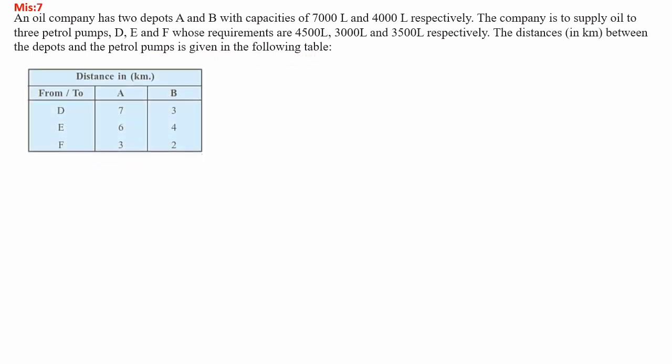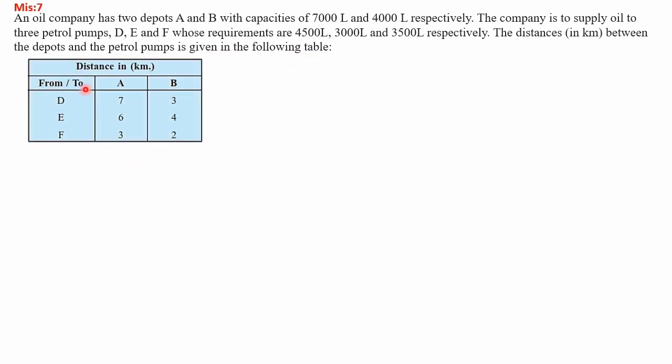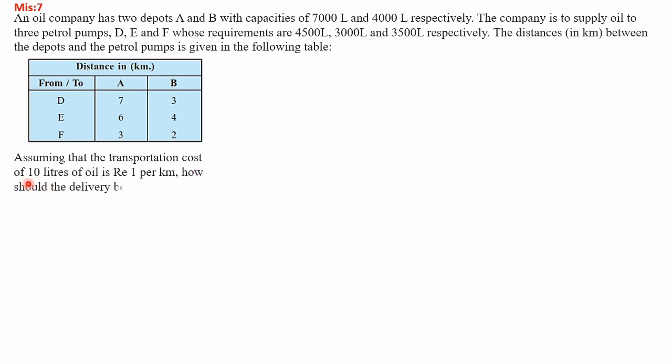So the distance in kilometers from A and B. D to A, or A to D, the distance is 7, and here it is 3, and A to E, that is 6, B to E, that is 4, A to F, that is 3 kilometers, and B to F, that is 2 kilometers. Here, assuming that the transportation cost of 10 liters of oil is rupees 1 per kilometer, how should the delivery be scheduled in order that the transportation cost is minimum?